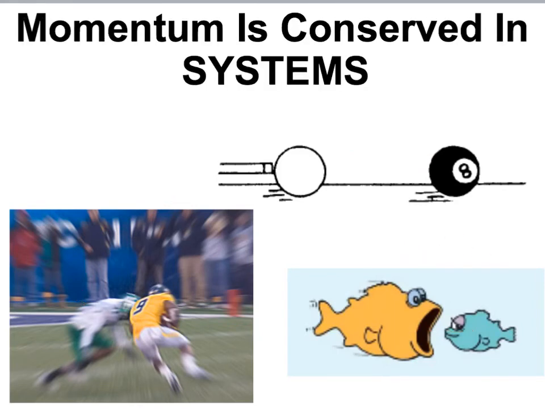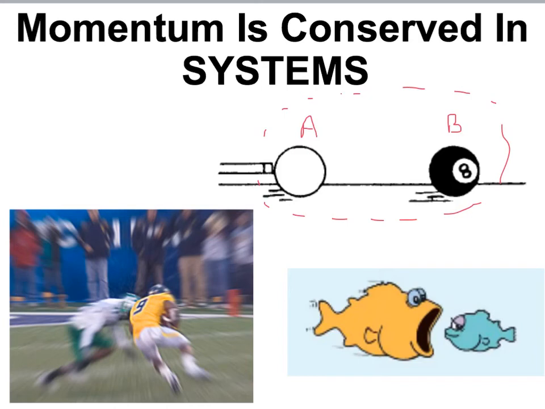So let's bring those two concepts together. Here we have 3 different systems. This system is made up of the cue ball, object A, and the 8 ball, object B. Together, they'd make up a system. We could call it system AB.